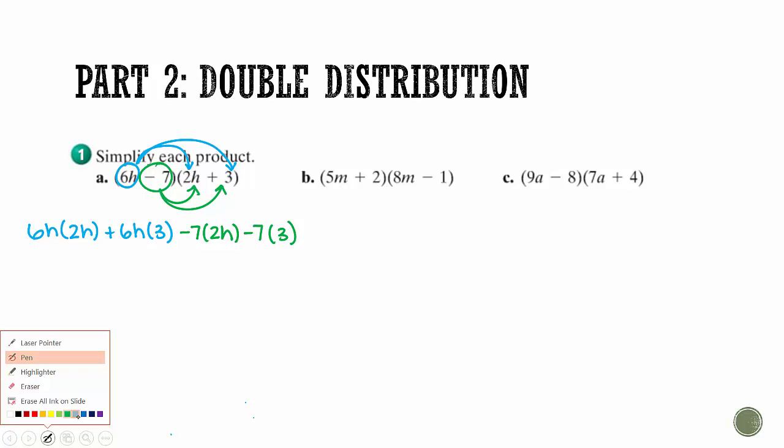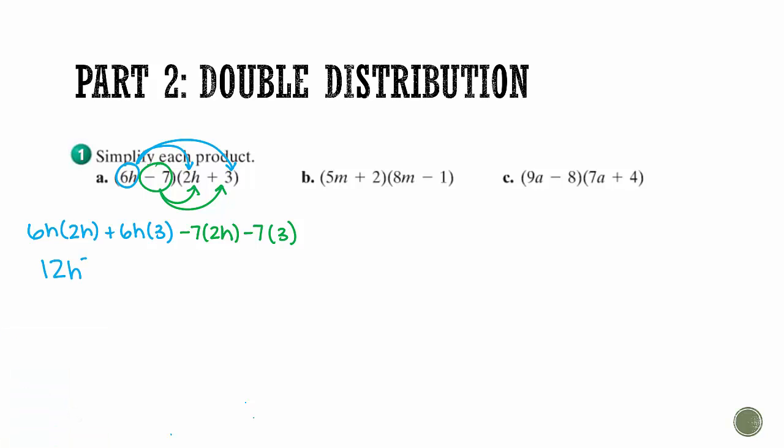And just like before, you simplify. So 6 times 2 is 12. h times h is h squared. 6h times 3 is just 18h. And then for the green part, we have 7 times 2h, which is negative 14h, and negative 7 times 3, which is negative 21.